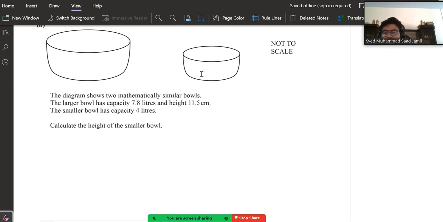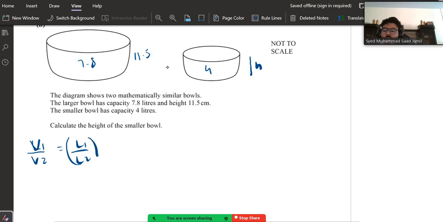The larger bowl has a capacity of 7.8 liters and a height of 11.5. The smaller bowl has a capacity of 4 liters and a height we don't know, we have to find the height. Basically we will use a formula: V1 upon V2, volume of figure 1 upon volume of figure 2, is equal to L1 upon L2 whole cube. So the volume of figure 1 is 7.8 and the volume of figure 2 is 4, is equal to the height of figure 1, which is 11.5, and the height of figure 2 is h, and you cube it.